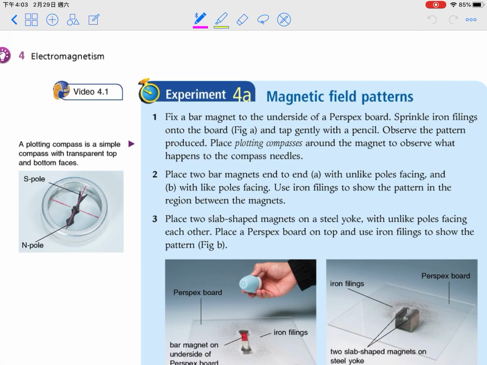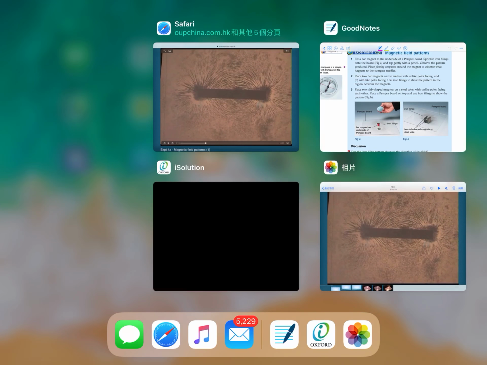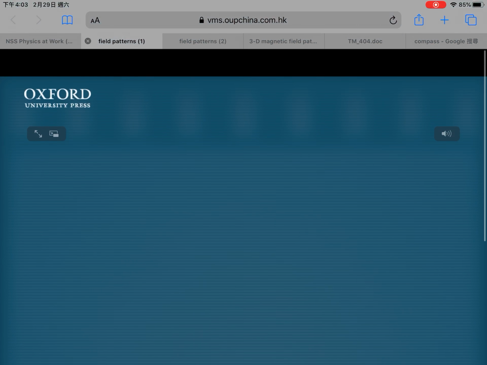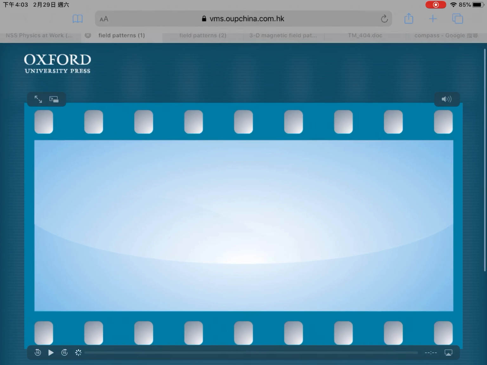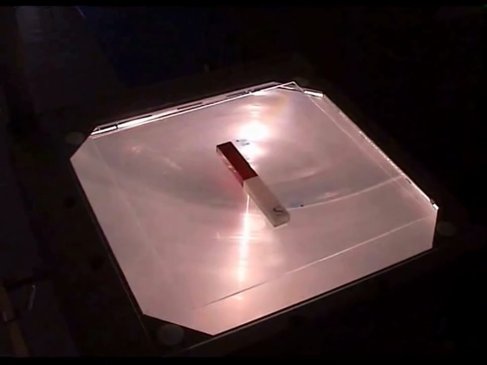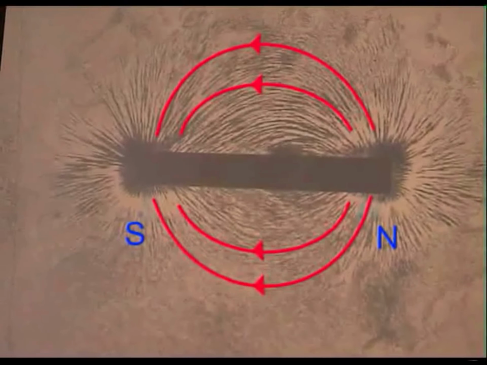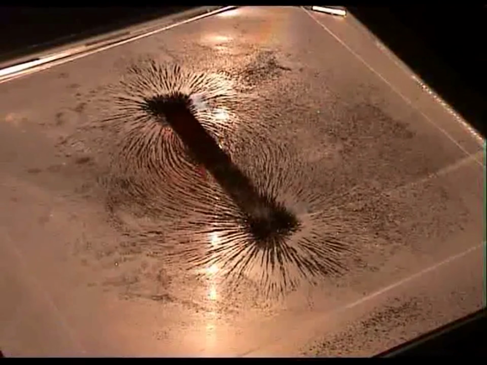We can find the magnetic field pattern by experiment. So maybe now we look at the video. Using sticky tape, fix a bar magnet to the underside of a perspex board. Sprinkle iron filings onto the board and tap the board gently. Observe the iron filings pattern produced. We can see the magnetic field pattern.